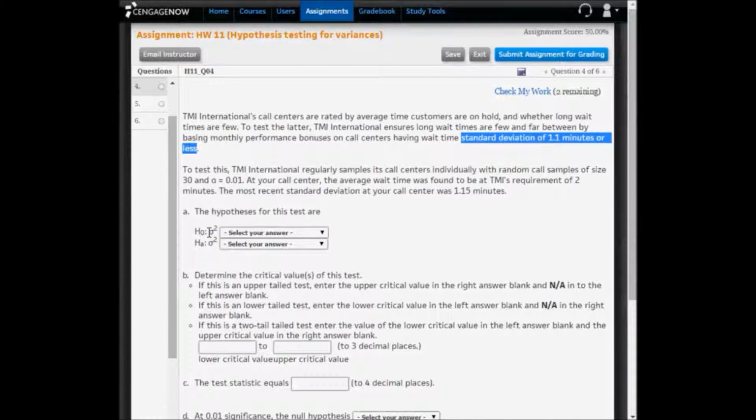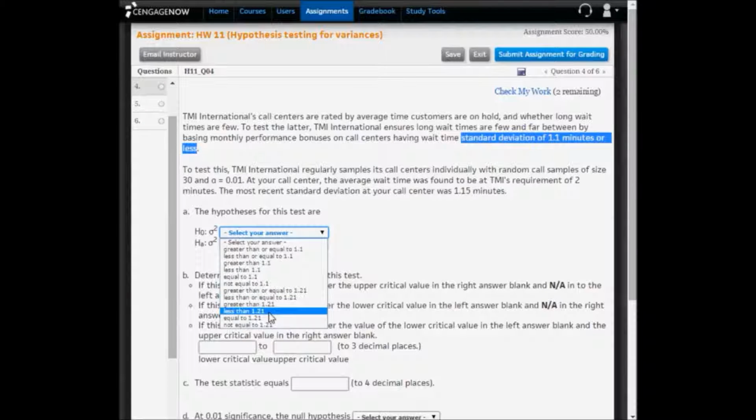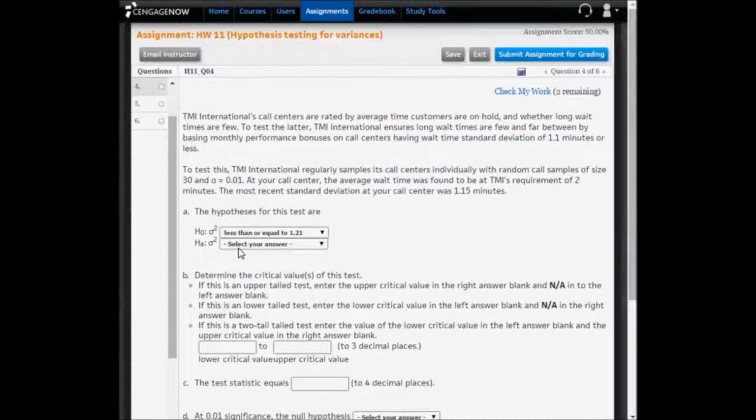Now, the null hypothesis, instead of stating the sample or the population standard deviation, is making a statement regarding the population variance. So we have to square the 1.1, and 1.1 squared is 1.21. So we go down here until we see less than or equal to 1.21. The alternative hypothesis is the opposite, so we're going to look for greater than 1.21. So this is an upper tailed test.